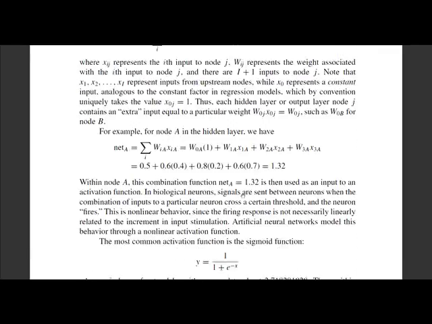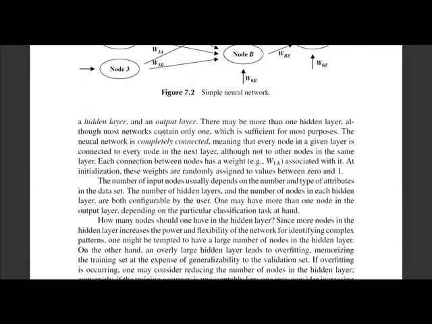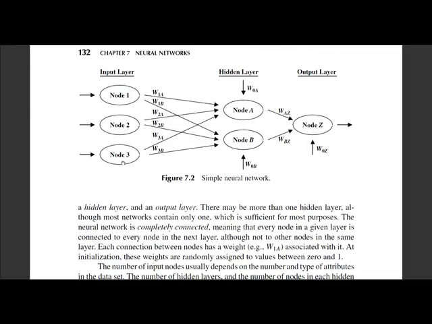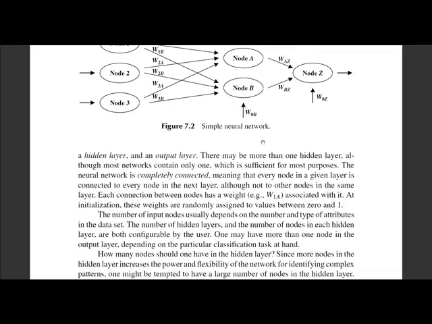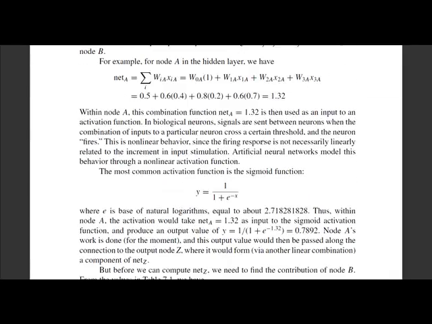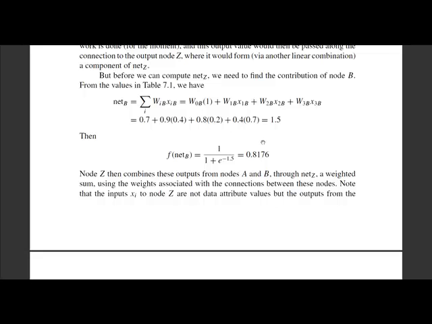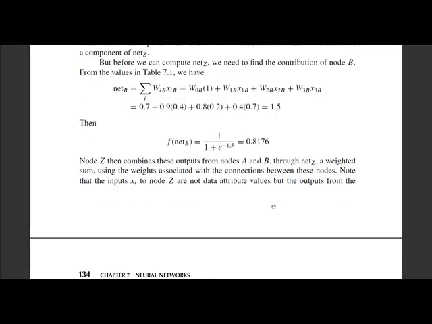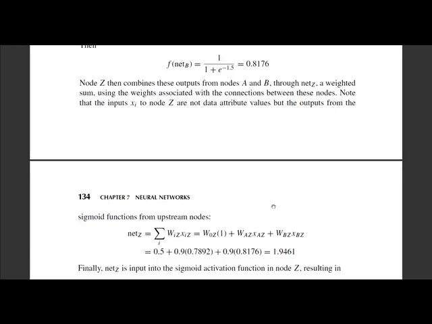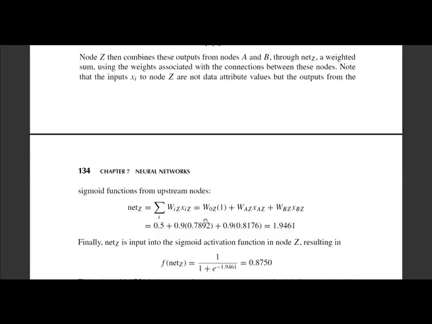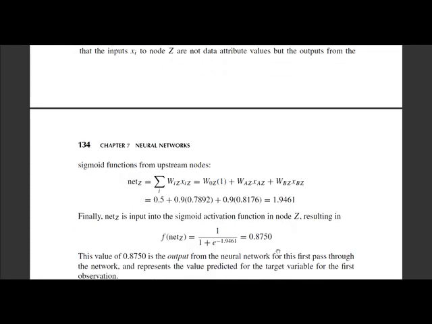The data attributes, remember, are here. This is where the data attributes are input. So these are no longer data attributes per se, but the inputs from the sigmoid functions from the upstream nodes. Finally, net Z is input into the sigmoid activation function in node Z, resulting in this output. So this output is the output from the neural network for the first pass through the network.